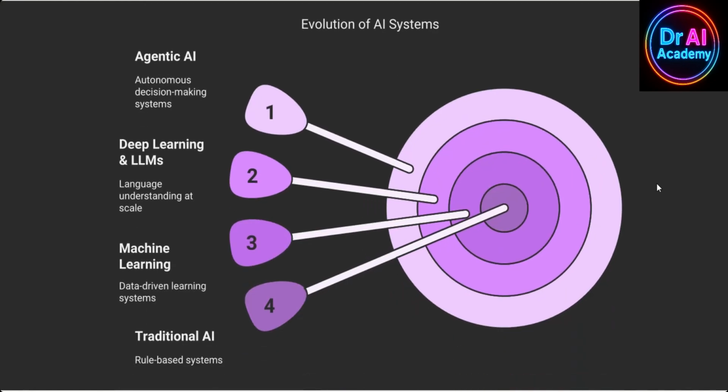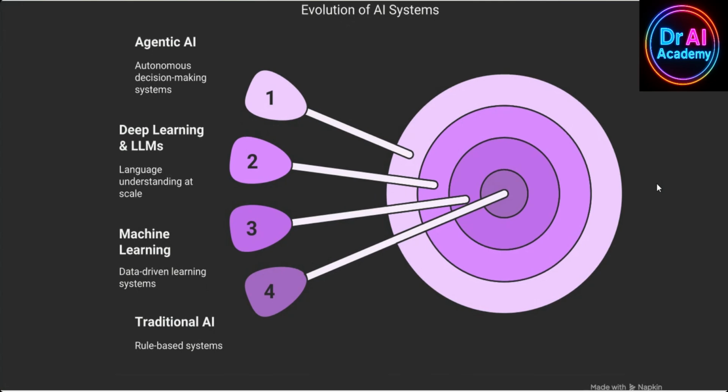From traditional AI to agentic AI. Let's quickly look at how we got here. Traditional AI was rule-based. If X happens, do Y. Then came machine learning, where systems learn from data. Next came deep learning and LLMs, which allowed models to understand language at scale. But even LLMs needed human instructions every time. So now enters agentic AI, where we build systems that don't wait for instructions. They figure out what to do next on their own.